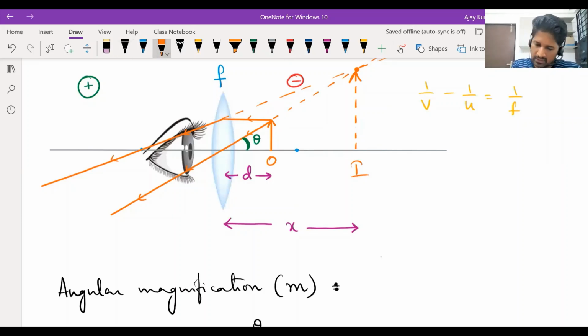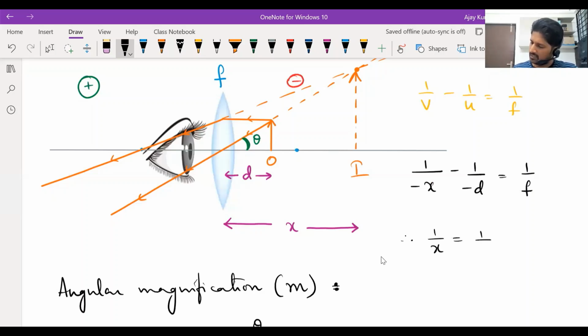So substituting, we get 1 by image distance, minus x, minus 1 by object distance, minus d, is equal to 1 by f. Okay. Therefore, 1 by x becomes, I'm sending 1 by x that side, 1 by d minus 1 by f.